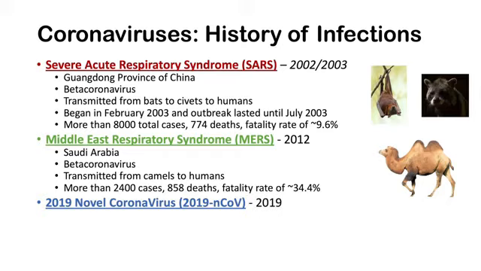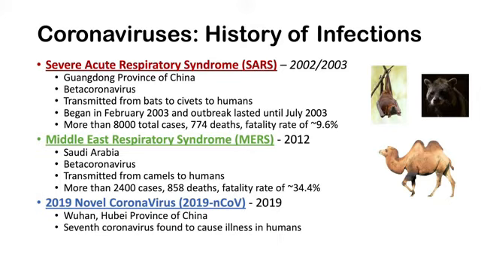The newest one that has come on the scene is the 2019 novel coronavirus, designated 2019-nCoV. This one occurred in December of 2019. It's probably even earlier than that, and we'll talk more about that in the next lesson. This virus started in Wuhan, a city in Hubei province of China, and it is the 7th coronavirus found to cause illness in humans. Like SARS and MERS, it is itself a beta coronavirus, and it has a lot of similarities to SARS, which we'll talk about in the next lesson as well.